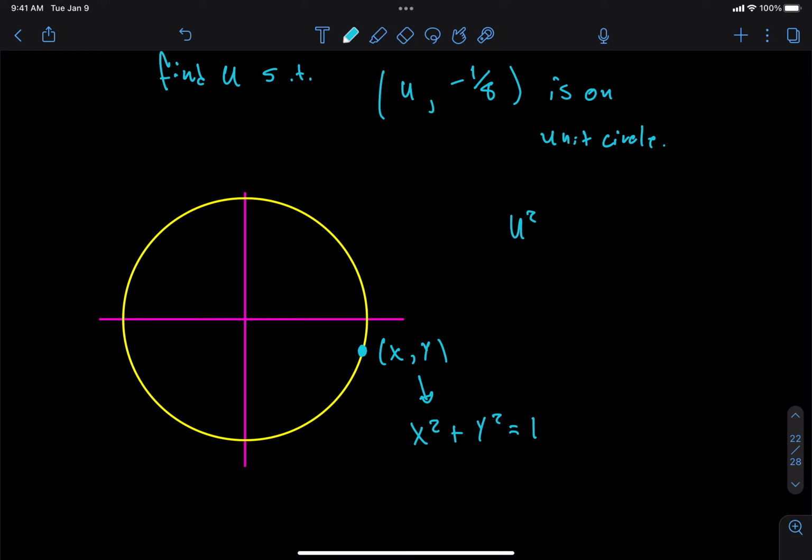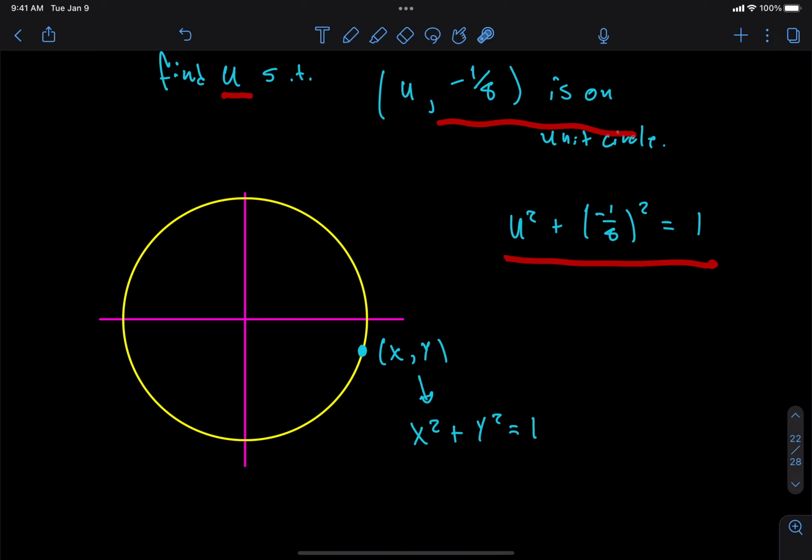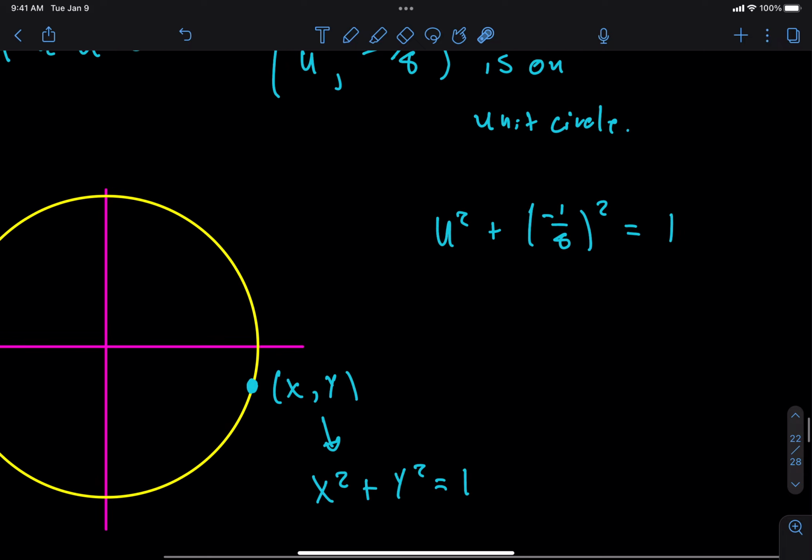U squared plus negative 1/8 squared is equal to 1. Okay? So I'm supposed to find u such that it's on the unit circle. If this point is on the unit circle, then this equation is true, and I can find the values of u which cause this equation to be true. How exactly? Well, this is a quadratic equation. How do I solve quadratics?